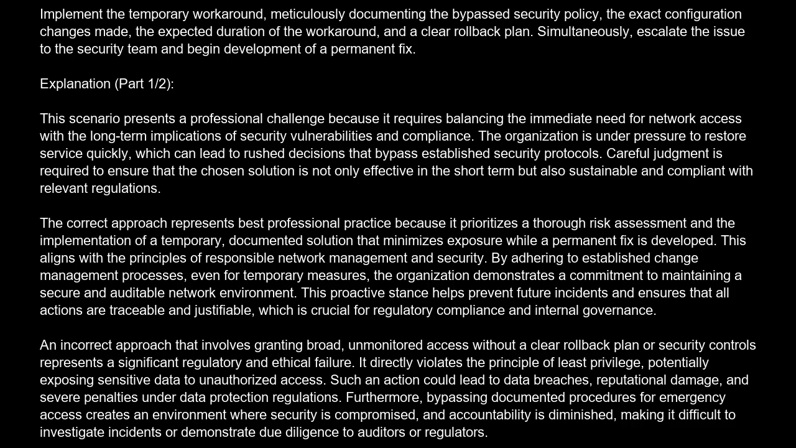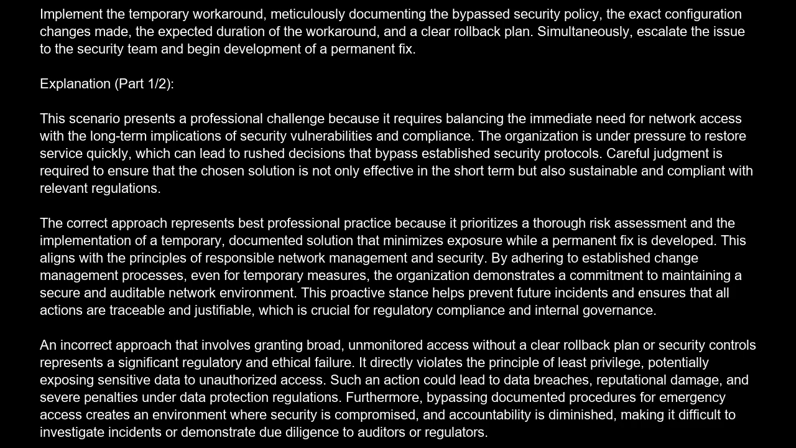The correct approach represents best professional practice because it prioritizes a thorough risk assessment and the implementation of a temporary, documented solution that minimizes exposure while a permanent fix is developed. This aligns with the principles of responsible network management and security. By adhering to established change management processes, even for temporary measures, the organization demonstrates a commitment to maintaining a secure and auditable network environment. This proactive stance helps prevent future incidents and ensures that all actions are traceable and justifiable, which is crucial for regulatory compliance and internal governance.